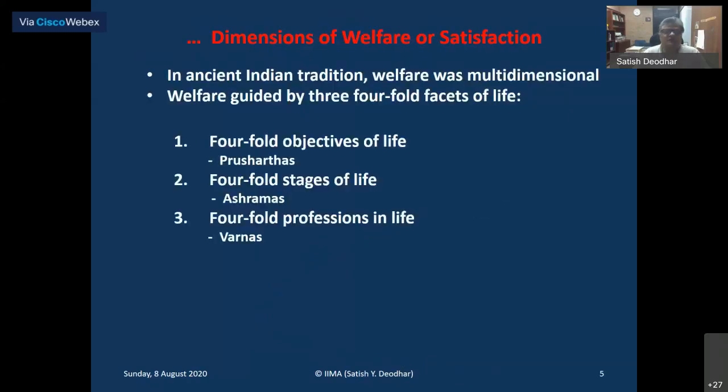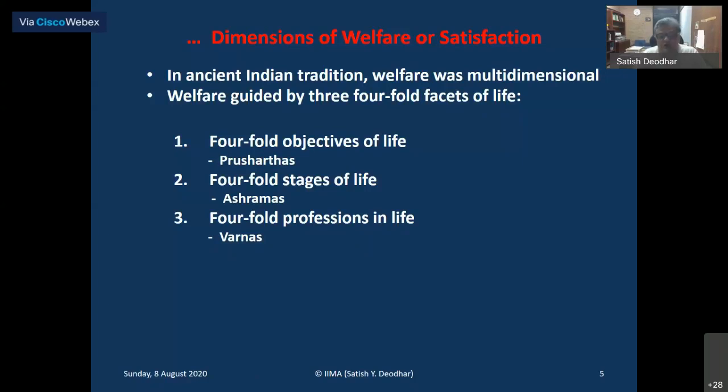How we are different is in the following manner. Ancient Indian tradition talks about welfare as a multidimensional construct. Welfare is guided by three fourfold facets of life. One facet is that we have purusharthas, or the four objectives of life. We have not just a single objective, but fourfold objectives of life. Then we have four ashramas, and then we have four kinds of professions or vocations of life.